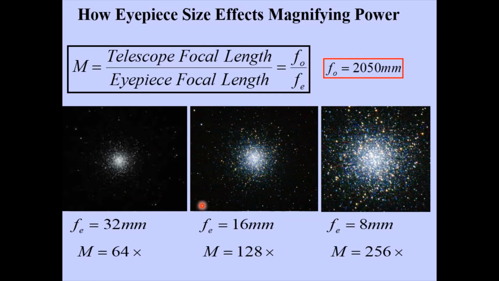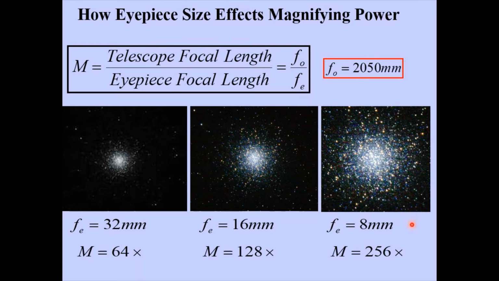So what we can do is remove this eyepiece from the telescope and put in a smaller focal length eyepiece. This one has 16 millimeters for its focal length. So now we have 2050 divided by 16, which is 128 power. Notice now the star cluster is twice as big as it was, because we went from 64 times to 128 times. And we can keep going. Let's take out this 16 millimeter eyepiece and put in an 8 millimeter eyepiece. We're doubling the magnification again, and we're up to 256 power. Now it fills the frame and we can see the details in the object.